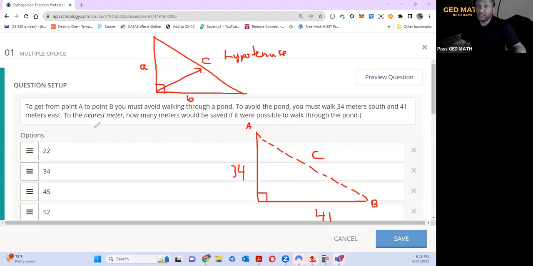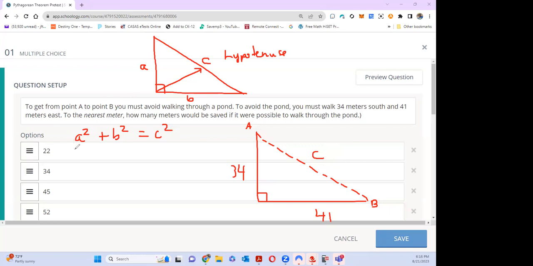We go to our formula sheet, and it says the Pythagorean theorem is a squared plus b squared equals c squared. I already labeled A, B, and C for you: A and B are the legs, C is the hypotenuse. So what is A going to be? 1,156. No, what's A? Not A squared, what A is. Oh, 34. So we have 34 squared. B is going to be what? 41. 41 squared equals C squared.